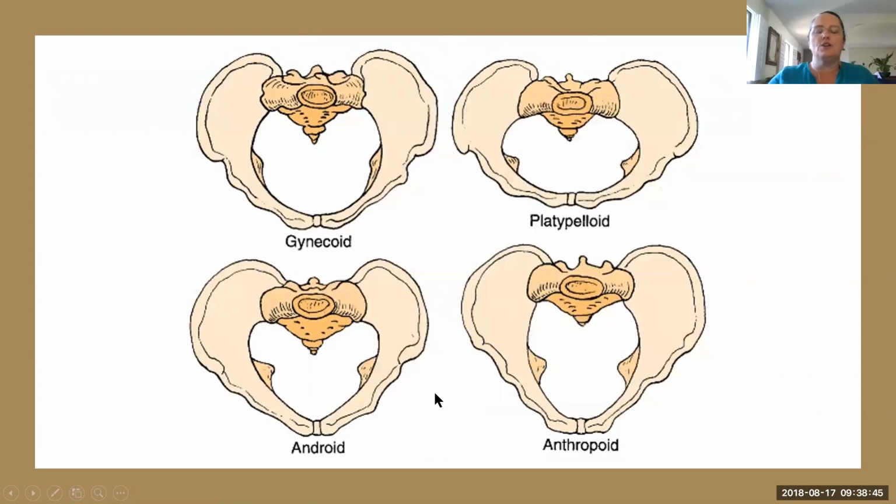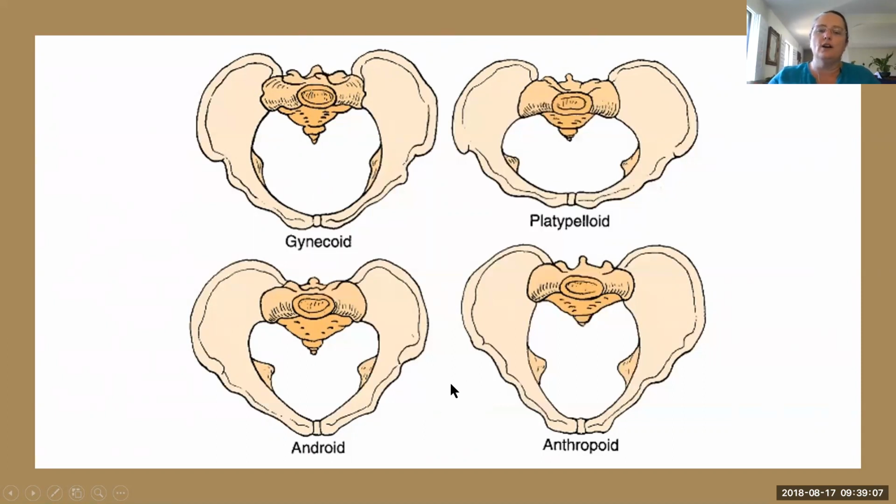So this is a picture, and I really like this picture. It talks about the different shapes and sizes of pelvises. The gynecoid pelvis is the most conducive to delivering a baby vaginally. The android pelvis is what we typically associate with a male, but sometimes we have women whose pelvises are shaped this way. There is no way for us to know exactly what shape that pelvis is until the baby has come through.